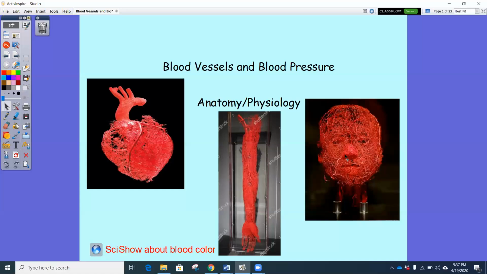And the same thing would be true here in the face. I mean, it looks like the structure of the head. It looks like our head, and that's how many blood vessels there are in just 3 parts of your body.